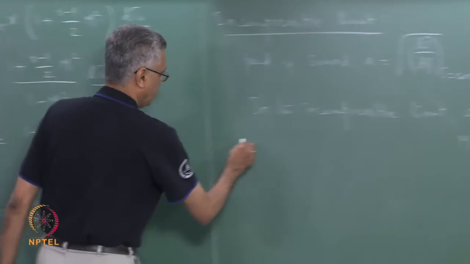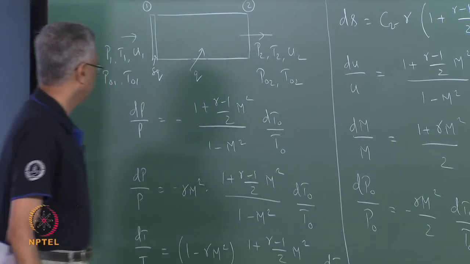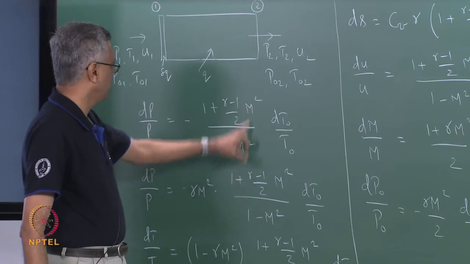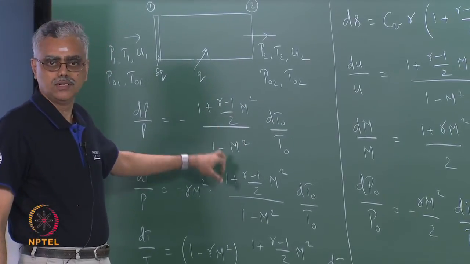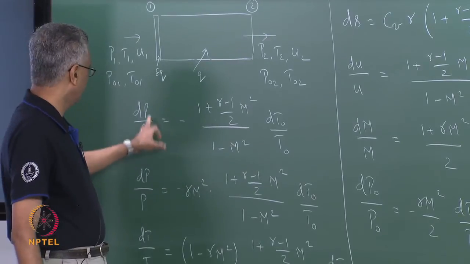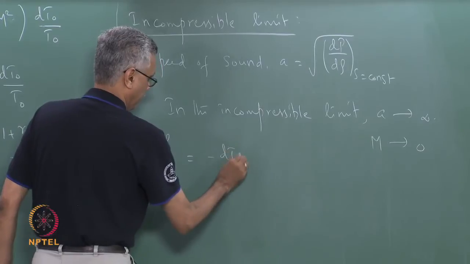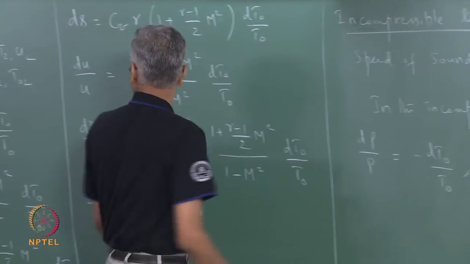So, in the incompressible limit, how does the density behave for heat addition? So, dT naught is positive, M approaches 0 in both these cases. So, the numerator becomes equal to 1, denominator also becomes equal to 1. So, d rho over rho is minus dT naught over T naught. Next, P.